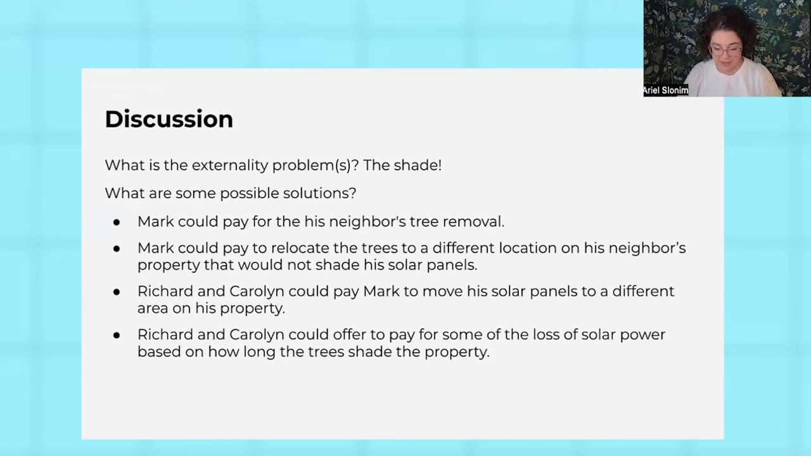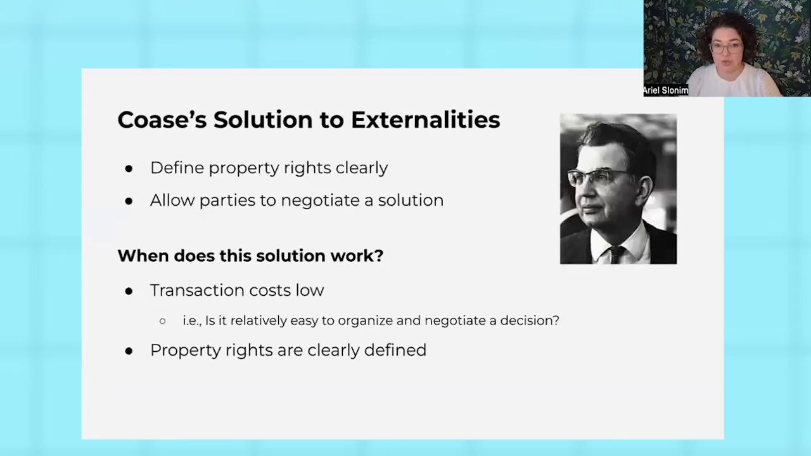And what this is leading us to is Coase's solution to externalities, introducing this idea of defining property rights and allowing parties to negotiate a solution. As with all different approaches to externalities, there are some situations where it works and where it doesn't. In this case, we need low transaction costs. Is it low cost? Is it easy to organize? Can you work together in a group? Can you identify the people you need to talk to? Are the transaction costs of making a deal low? And do we have clearly defined property rights? Can we make it clear who owns, in this case, the shade or the sunlight?